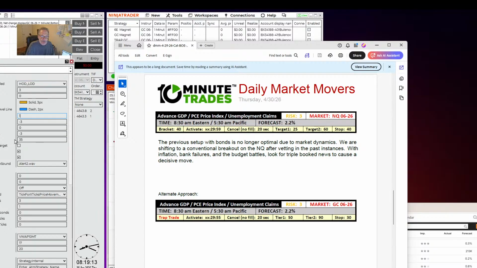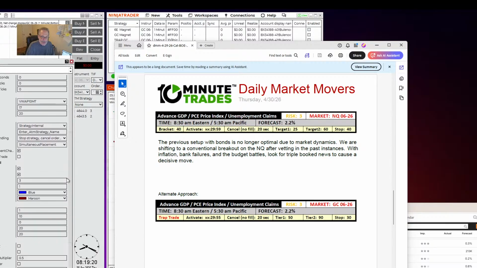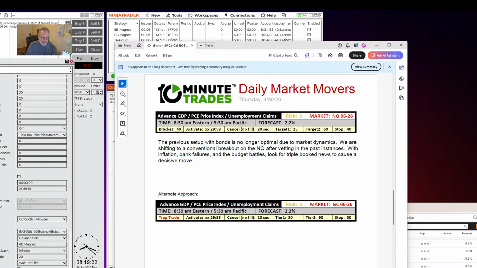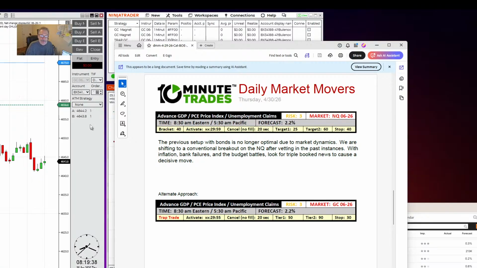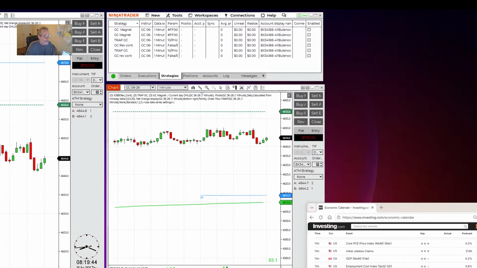One position. We'll leave the stop at 35. All right. Default target of 3. That is good. Everything else we leave alone. Label it GC magnet. I'm interested in the trap. Not concerned about the magnet for now. It's just a possible opportunity after the news. That's all it is. Apply it. So we have put our chart on 41, trying to make some money back on this account.